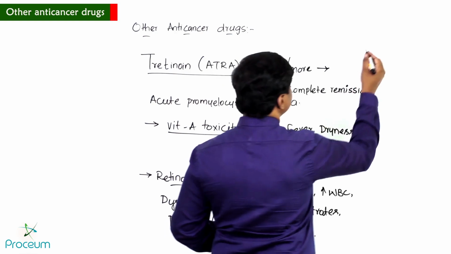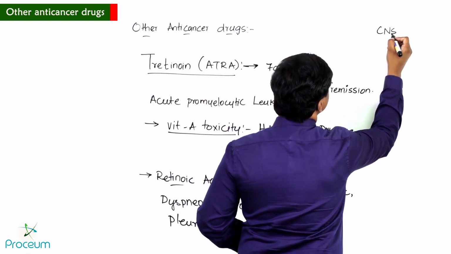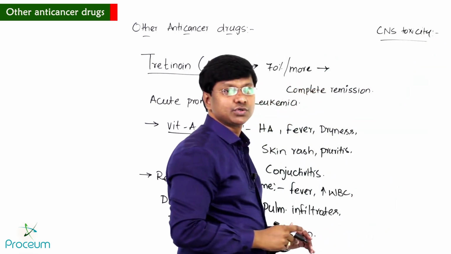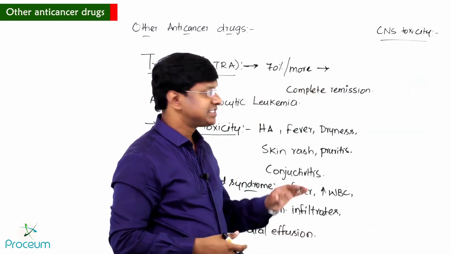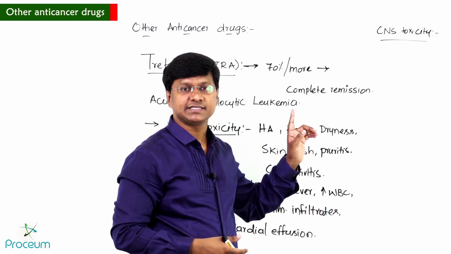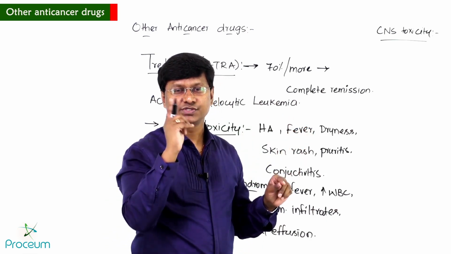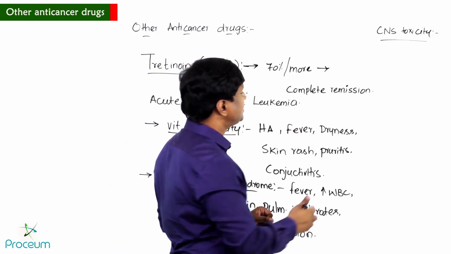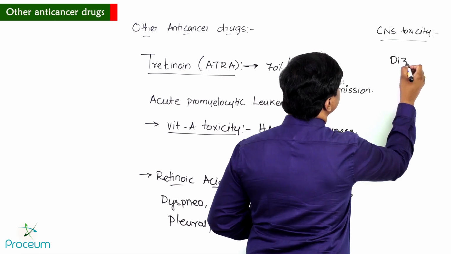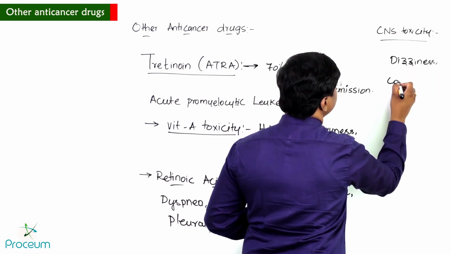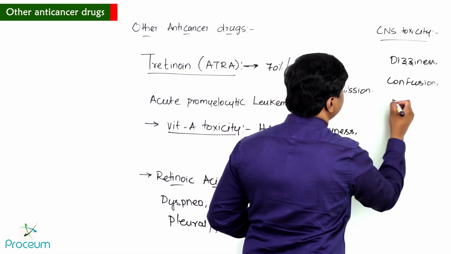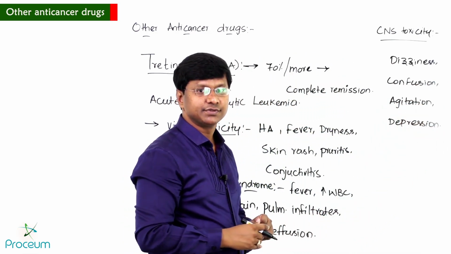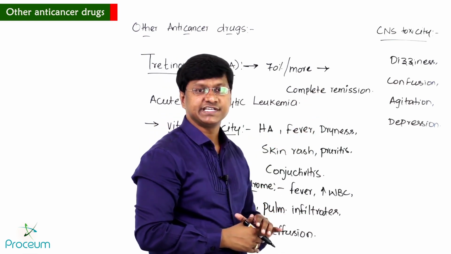Apart from that, all-trans-retinoic acid can also cause CNS toxicity. The CNS toxicity mainly includes dizziness, anxiety, depression, confusion, and agitation. So the individual can have dizziness, confusion, agitation, and also depression. These are the features of CNS toxicity.